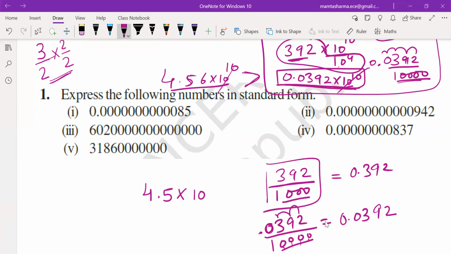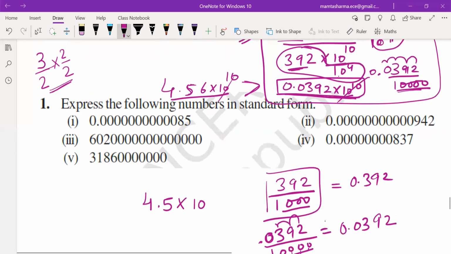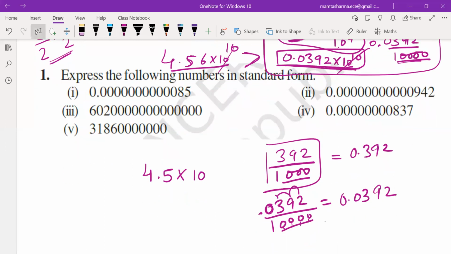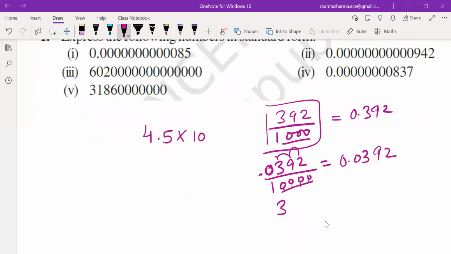Ma'am, if it is a multiple, if we write 392 by 20, then can we write it like 392 by 10 into 10 and do? This can be written as 392 by 10 into 2. Okay, now see. First you have to simplify this thing.